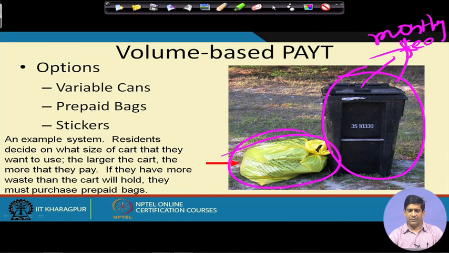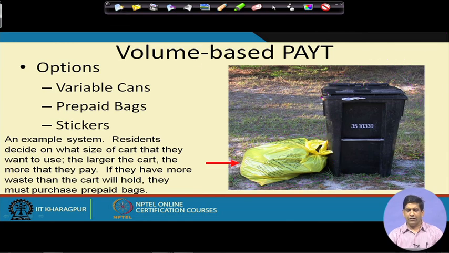So this is more common as of today. Wherever they have a pay as you throw system, it's mostly volume based. I don't know of any weight based pay as you throw system as of today. There might be some in some cities in Western European countries, or maybe one or two cities in North America, but I'm not sure. I'm not saying that it is not there, but I haven't seen any yet.